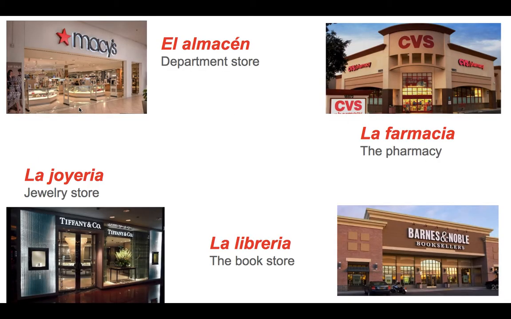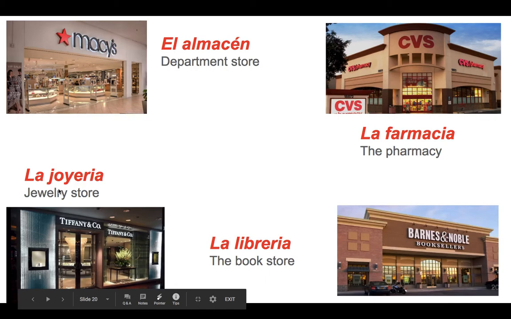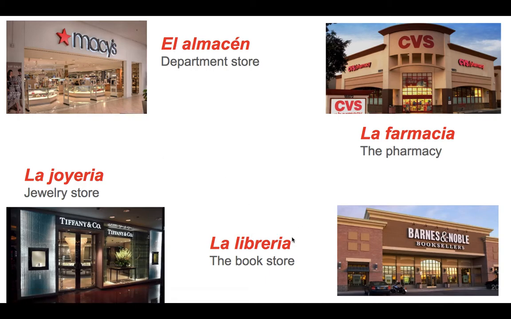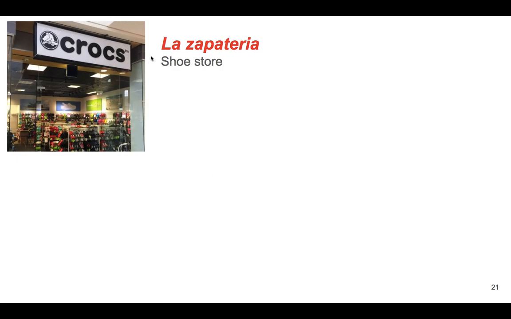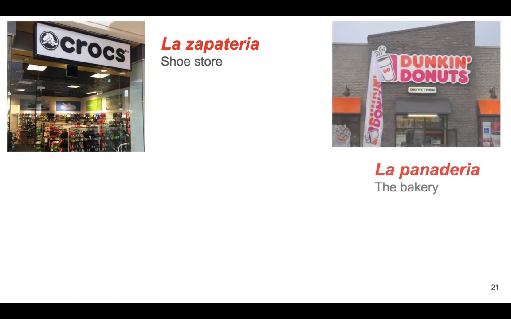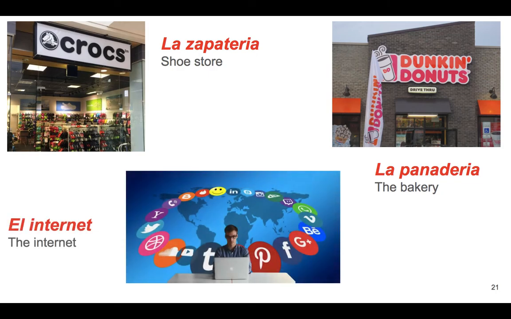Entonces, yo compro los zapatos en la zapatería, okay? Yo compro la ropa en el almacén. Yo compro la medicina en la farmacia. Yo compro la pulsera en la joyería. Yo compro el libro en la librería. Okay? Yo compro las sandalias en la zapatería. Yo compro la dona en la panadería. La panadería. Okay? Y just a whole other place where you can shop at, el internet. El internet. All right, muy bien.